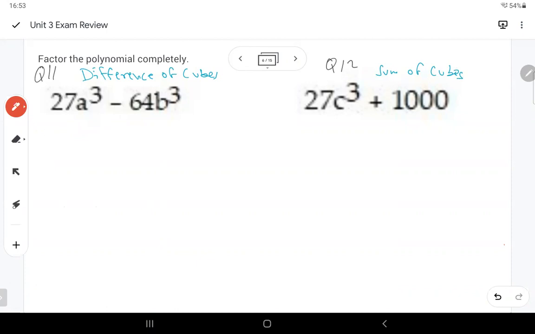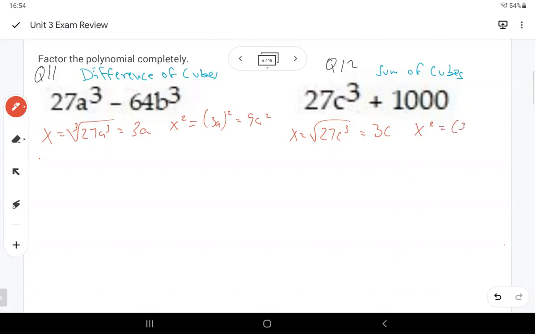We want to find our x, which in this case is the cubed root of 27a cubed. I'm going to do this one at the same time because they happen to be the same, just with a different variable. The cubed root of 27 is 3, so we'll have 3a. On the other side, we'll have 3c. If we want to find x squared, which we will, we take 3a squared, which is going to be 9a squared. And then same thing on this side.